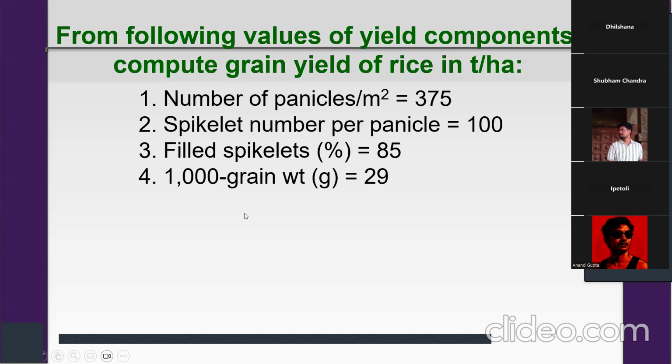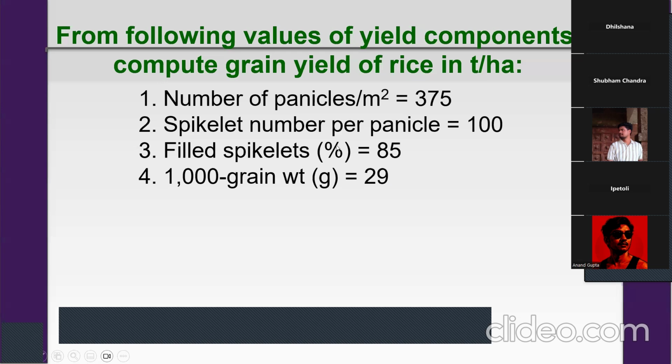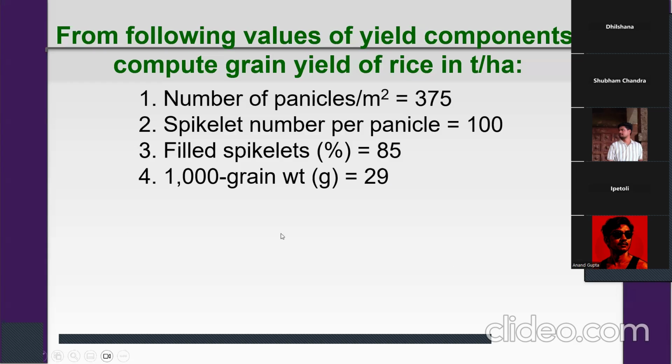So you remember you can multiply all these and then multiply by 10 to the power minus 7. You will get the answer in grain yield tons per hectare.